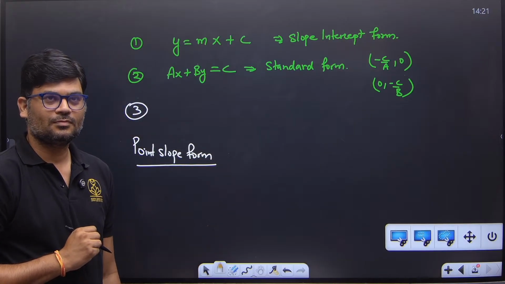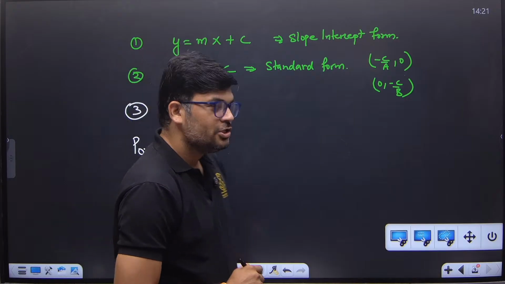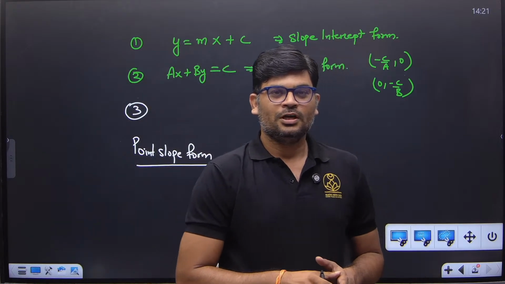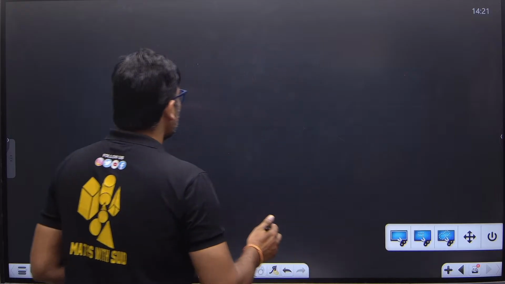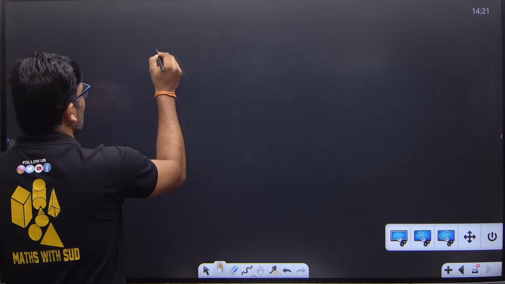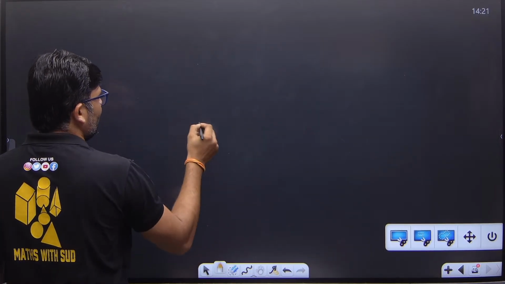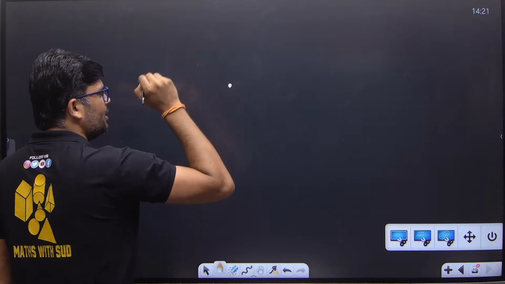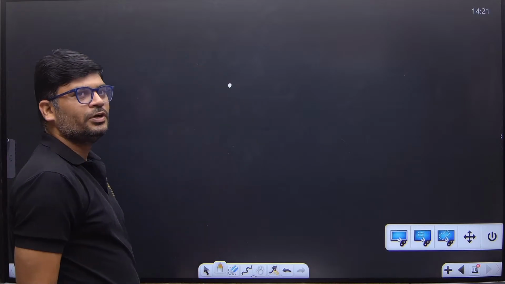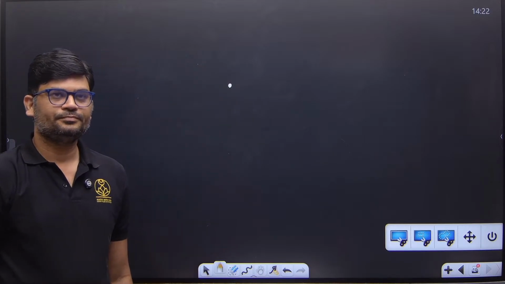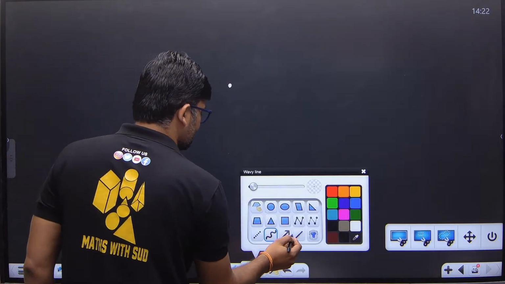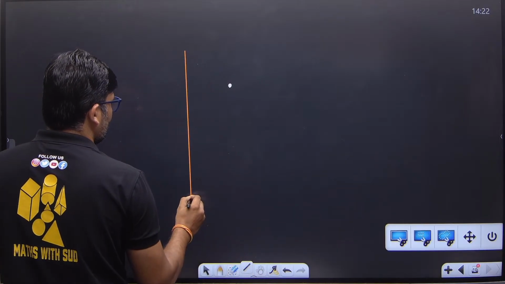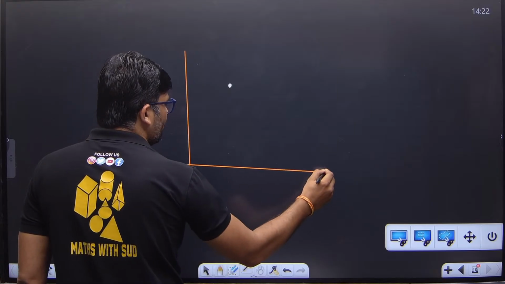Point on the slope. Okay, good one. So a point is given to you and you can equate it with the slope. Let us see. Suppose you have been given a slope. If I put a point here, can you tell me how many lines can pass through it? Infinite lines. Good.